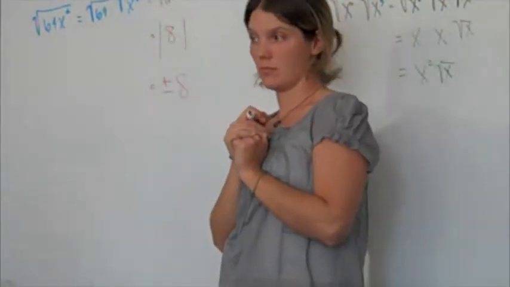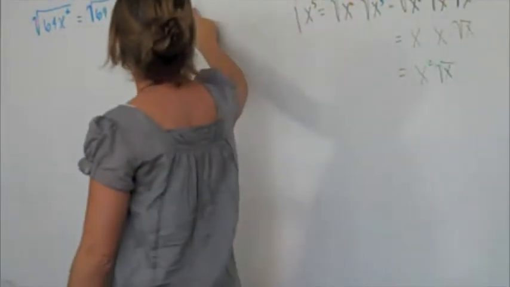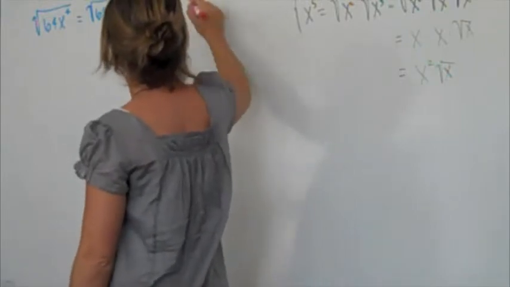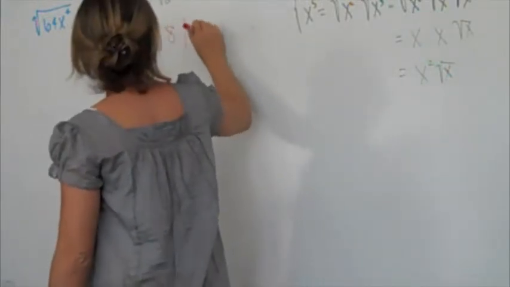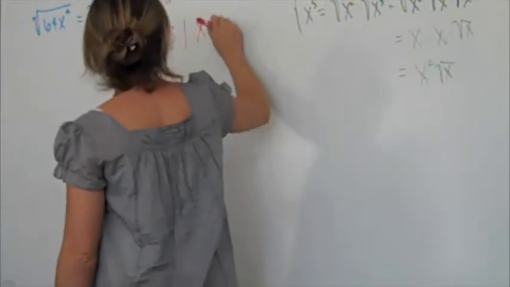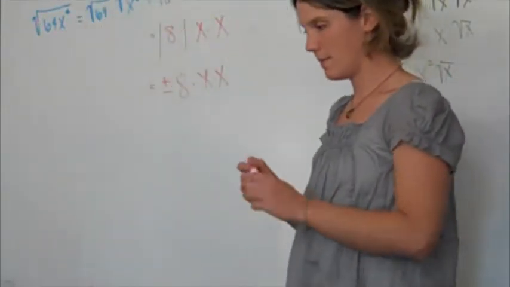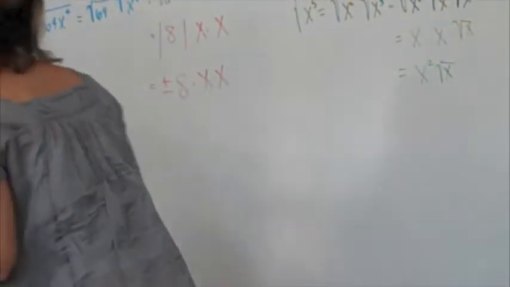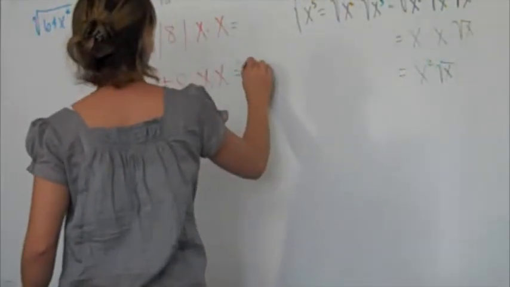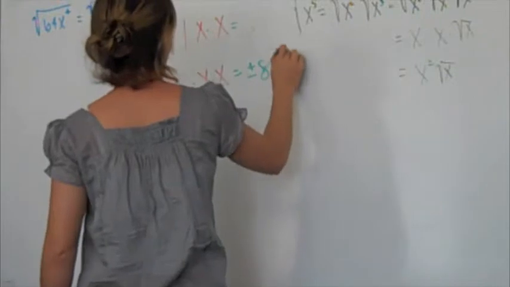So everybody look here. Now let's look at this one. Justin, what is the square root of x squared going to become? X. This one too, right? So example 2, Jason, simplify for me.